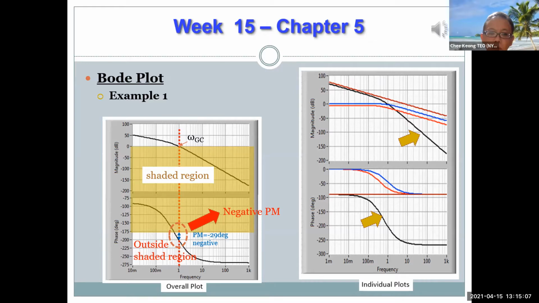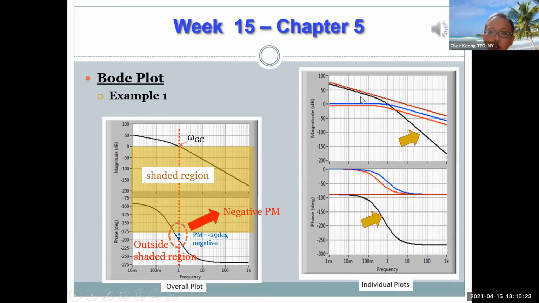Note that the phase margin lies outside the shaded region. Hence, this is a negative phase margin. So basically, just now what we have plotted individually for the 3 asymptotes, right? And we just leave it here.